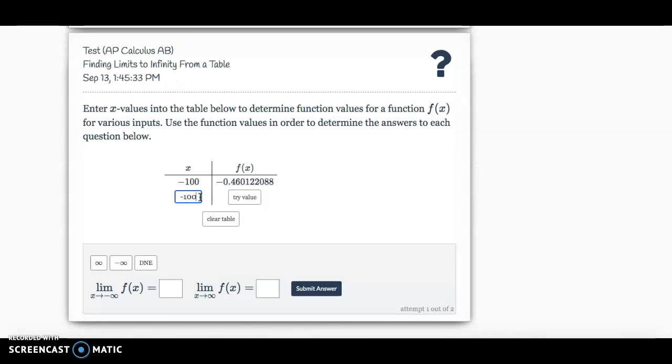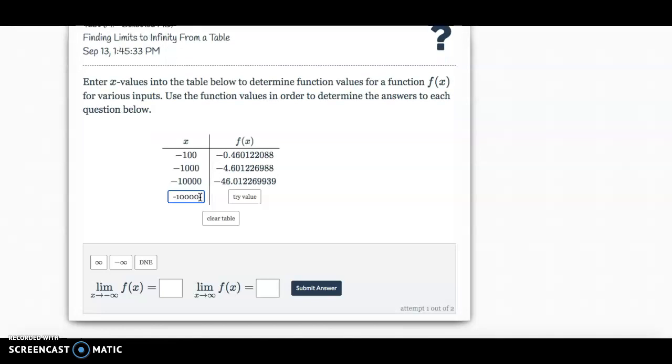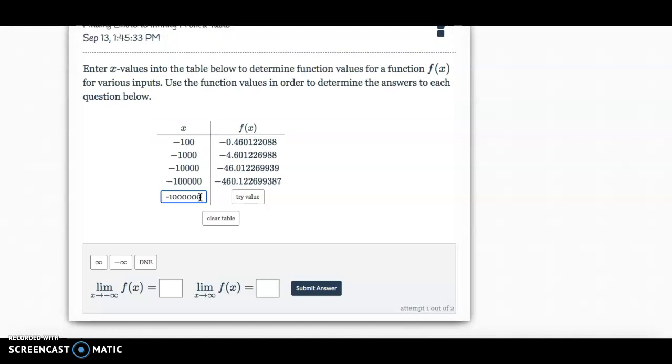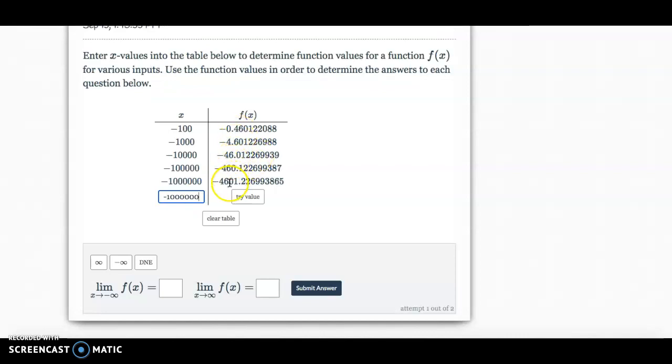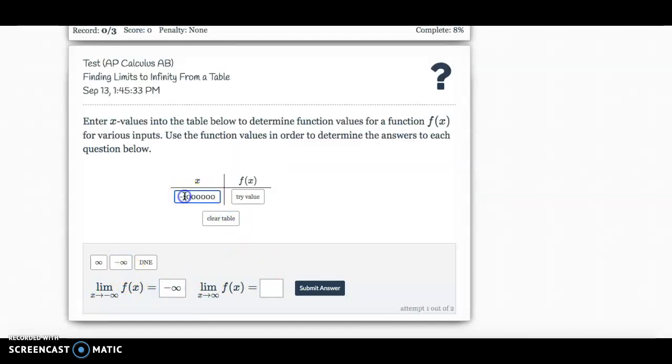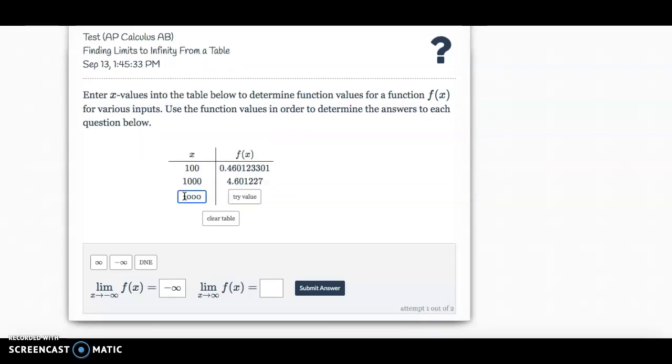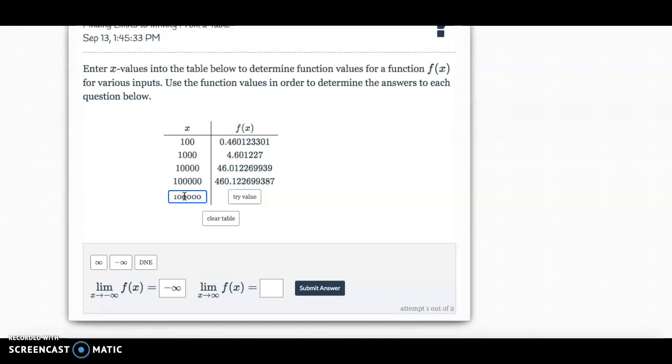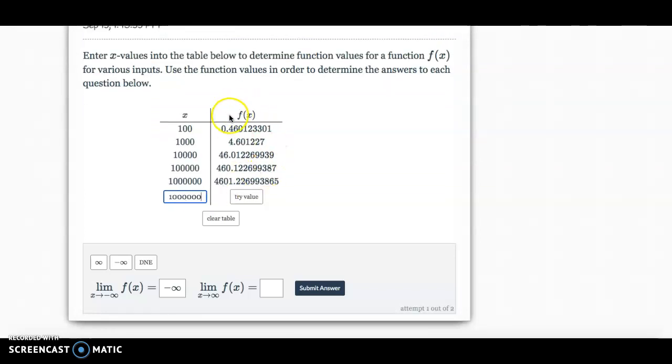So -100, -1,000, -10,000, -100,000, -1,000,000, and this number just keeps growing more and more negative. So I would say the limit of our function as x approaches -infinity is -infinity. Clear my table, try again. Now we'll try positive numbers: 100, 1,000, 10,000, 100,000, 1 million, and these numbers are just getting greater and greater. So as our x values approach infinity, our function will also approach infinity.